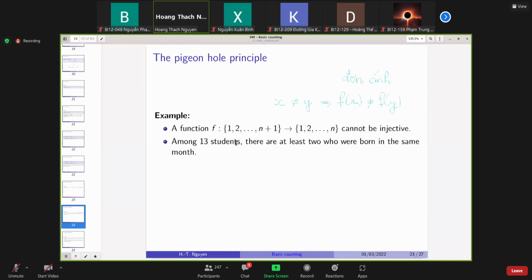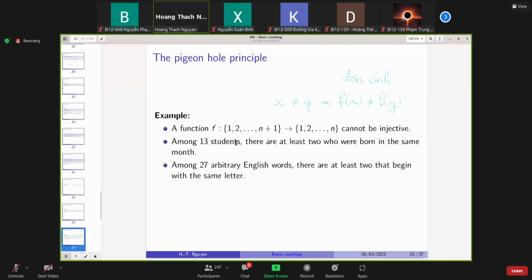The pigeonhole principle is frequently used in problems to prove the existence of something. Or maybe if you have a group of 27 people, and you suppose that their names are all written in the English alphabet, then you can be sure that at least two of them have the same starting letter in their name.